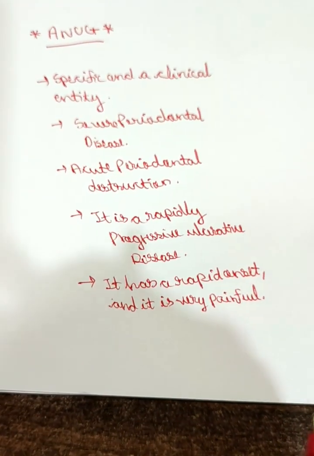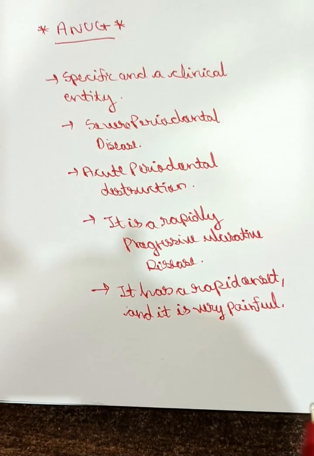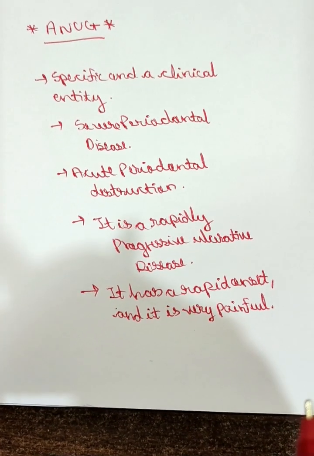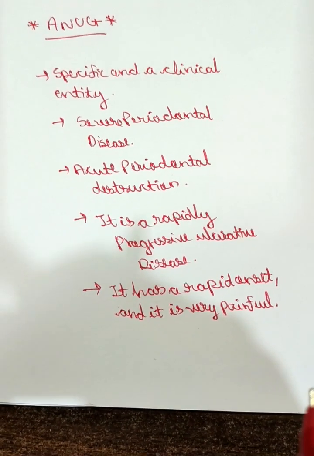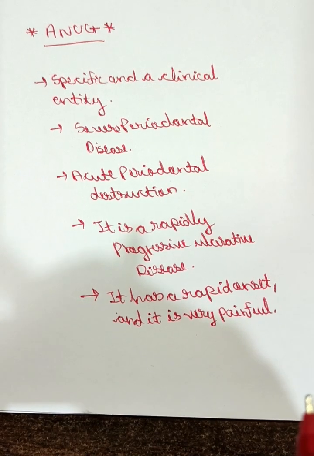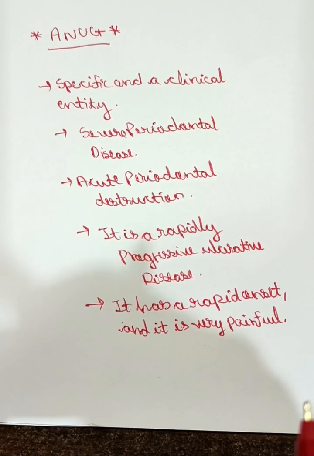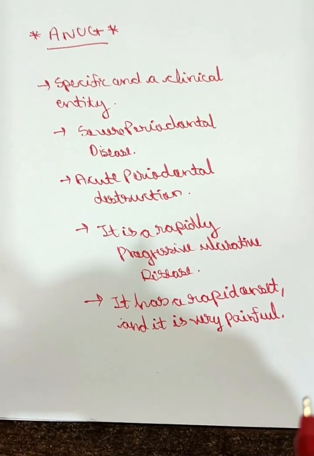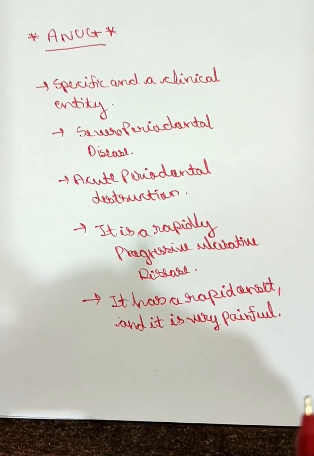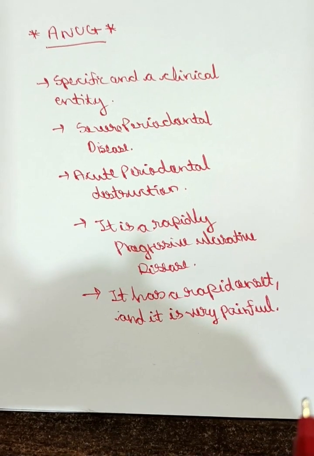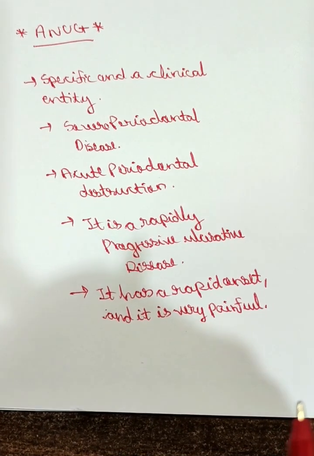So first, when we discuss the definition of ANUG, we can say that it is a specific and a clinical entity. Second, it leads to severe periodontal disease. Third, it leads to acute periodontal destruction. Fourth, it is a rapidly progressive ulcerative disease. Last, it has a rapid onset and it is very painful.